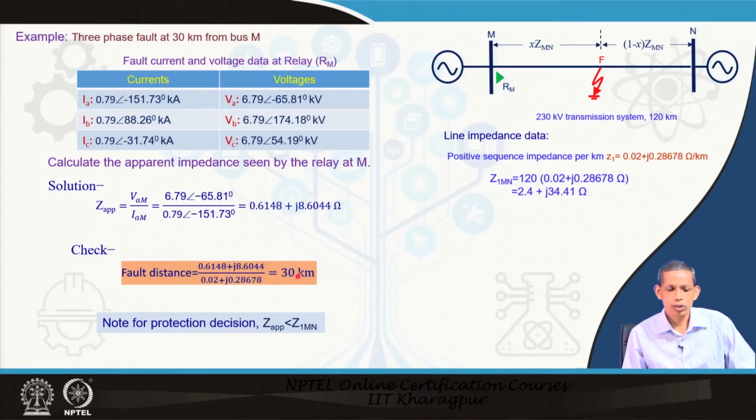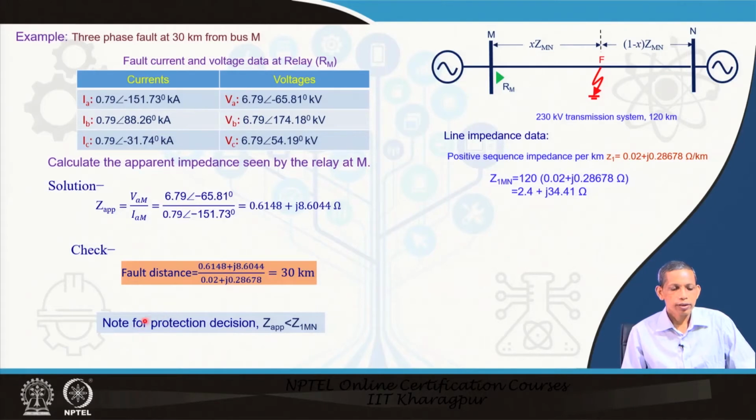So, this impedance divided by the per kilometer impedance Z1, 0.02 plus j 0.2868, gives us a 30 kilometer fault point, which is correct because we have simulated the case for a 30 kilometer distance from the relay bus. So, the fault distance calculated from the apparent impedance computed by the relay is in agreement with the actual fault position. That says that the Z apparent is correctly calculated by the relay.